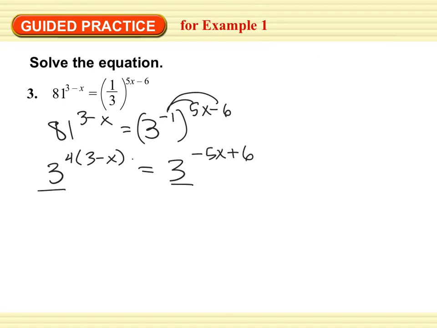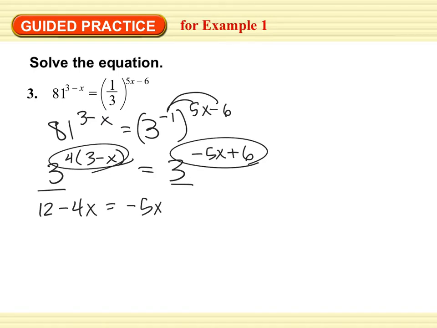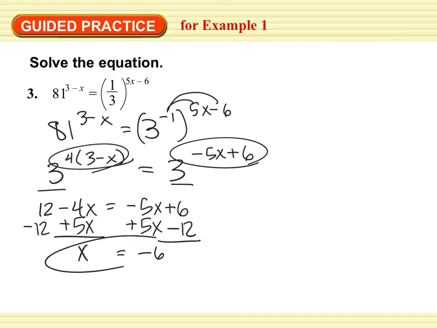These are the same base, so I can go straight here. I'm going to distribute that 4. 12 minus 4x equals -5x plus 6. Let's move the 5 to the left. Keep it positive. I get x equals -6. Sweet.